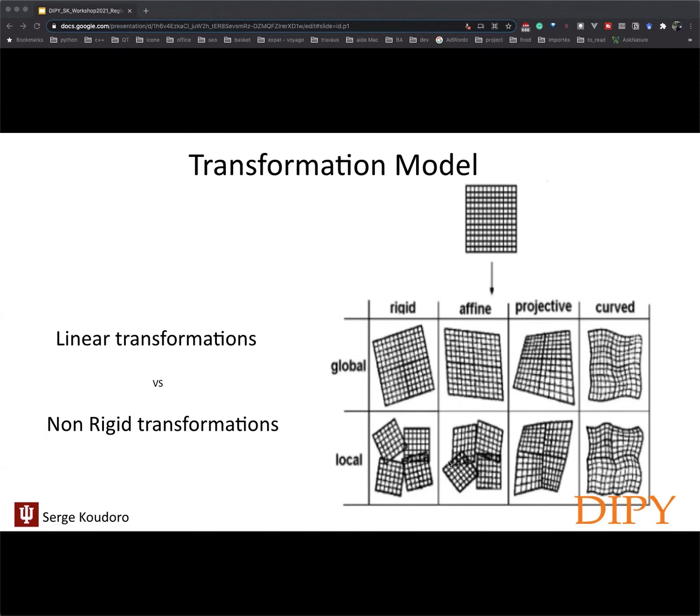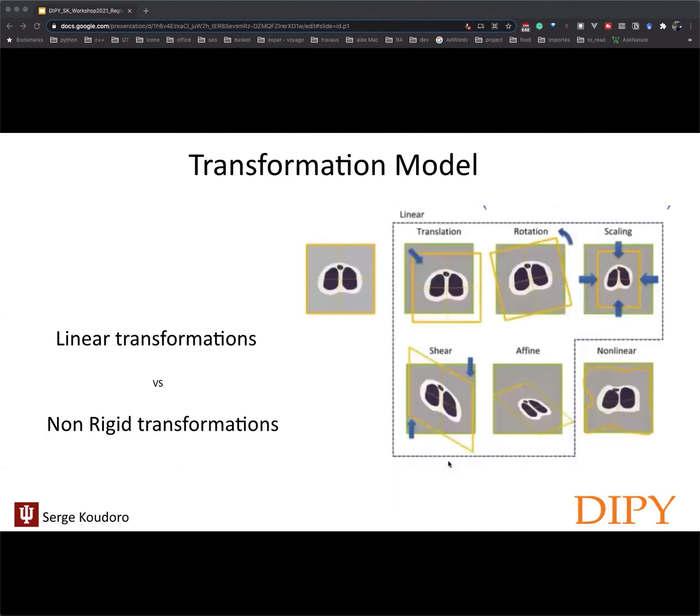If you put this example with brain images, this is what we obtain, and this is the difference between a linear transformation and a non-rigid transformation. You can see that in our case with the brain, transformations like translation, rotation, and scaling preserve the angles, the lengths, and the parallelism of our data. When we apply a nonlinear transformation, we start to deform the space and to deform our data.